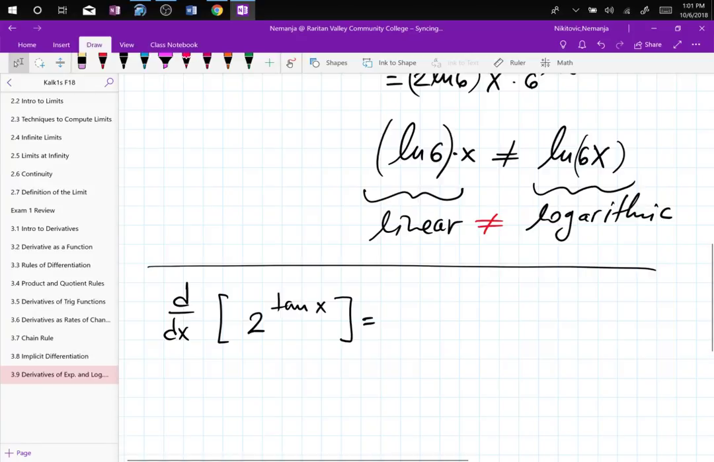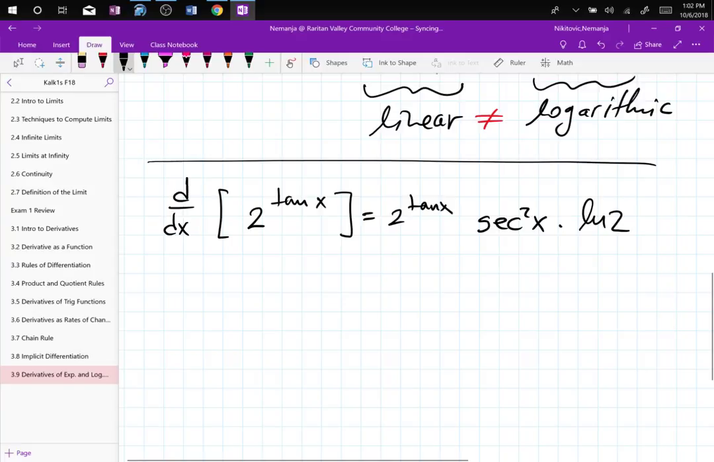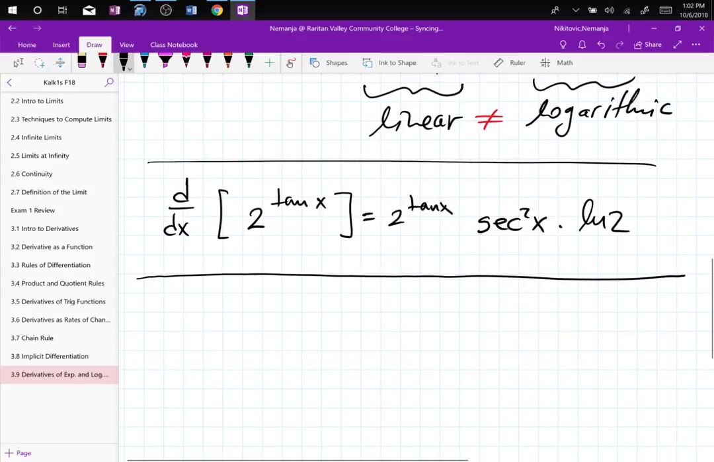Alright, so the rules are: copy as is the derivative of the exponent and times ln of the base. Done. Yay. That's all it is. So those are the derivatives of exponential functions. Now we're getting to the part where we are going to deal with logarithmic functions.